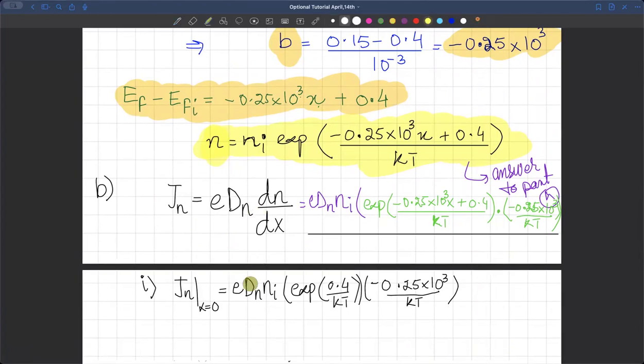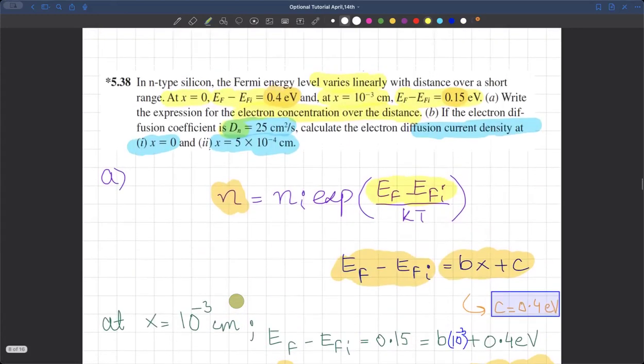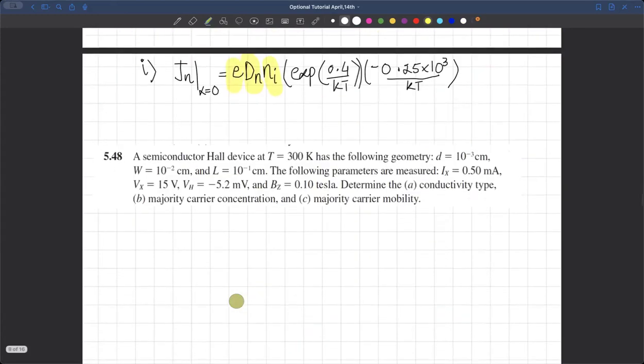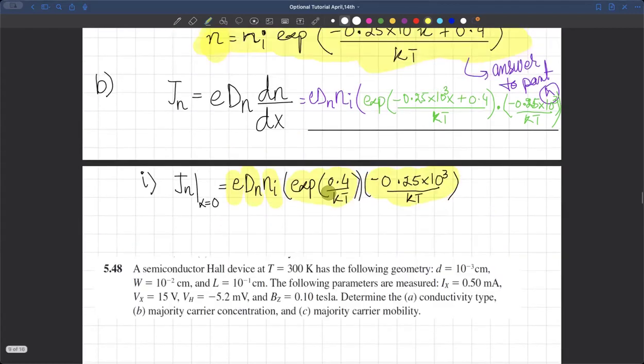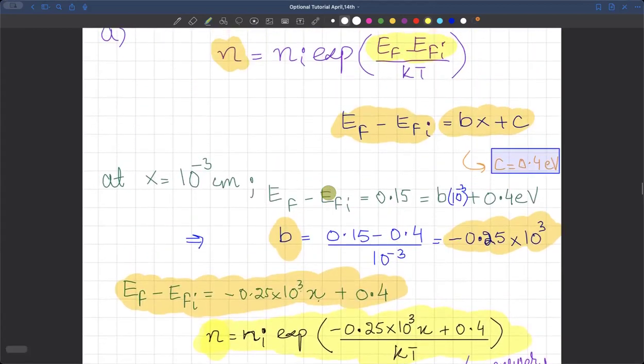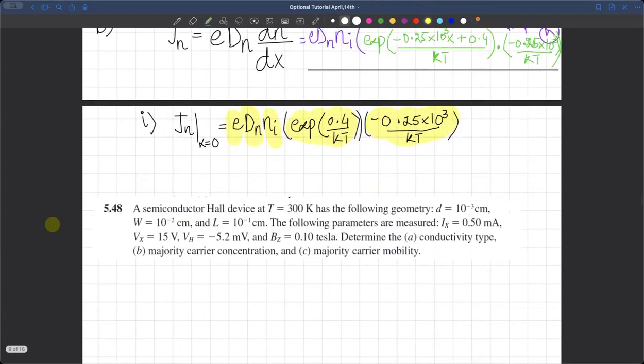You are already given Dn, you know what q is, and you know the intrinsic carrier concentration for silicon. If it's just silicon, it's going to be like 1.5 times 10 to the power 10. Just remember that one is only for silicon. So plug in the values here and you're going to get the answer. If I assume 300, kT is just 0.0259. Yeah, that's it for this question. For the next one, x is equal to 5 times 10 to the power negative 4. Just put x equal to this value, and of course you will get a slightly different expression for the final one. Do you have any questions?